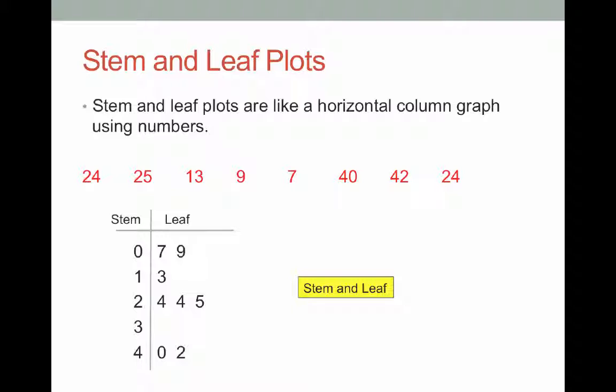It's used because we get to see certain things very quickly. We get to see the smallest number and the largest number very quickly. We can count up the leaves to count up how many scores we had. And we can also see where the concentration of our scores are. In this case, we have the most in the 20s and some in the units and in the 40s. So that's really easy to see from this data straight away.